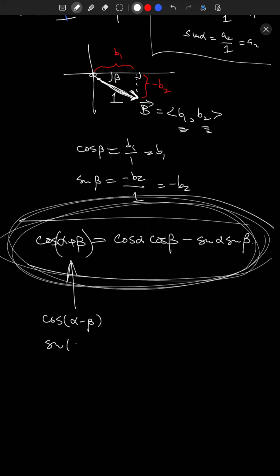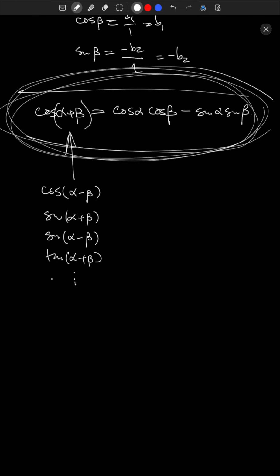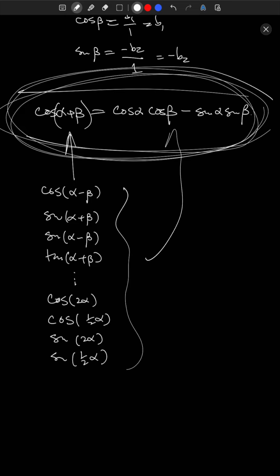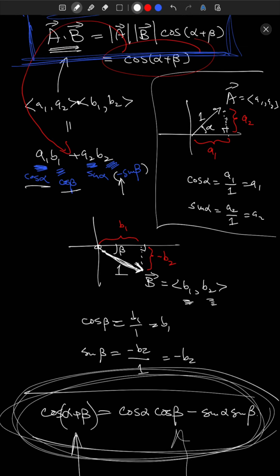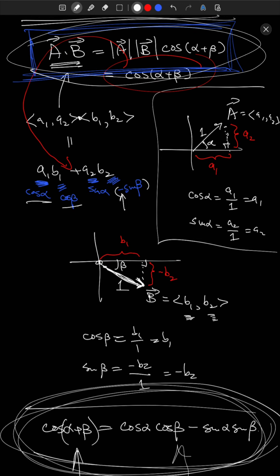All right, and again, from here we got cosine of alpha minus beta, right? From here we got sine of alpha plus beta. From here we got sine of alpha minus beta. From here we got tangent of alpha plus beta. Dot, dot, dot, all of the other ones, right? From these, we got cosine of 2 alpha, right? From these, we got cosine of 1/2 alpha. From these, we also had sine of 2 alpha. From these, we had sine of 1/2 alpha, right? So all of these ultimately come from this, and this ultimately, we can see it as coming from what we're talking about today, the idea of the dot product and vectors.